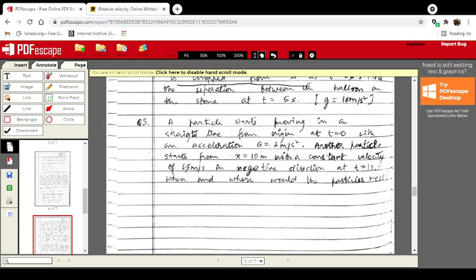Next question: a particle starts moving in a straight line from the origin at t equal to 0 with an acceleration a equal to 2 meter per second square. Another particle starts from x equal to 10 with a constant velocity of 6 meter per second in the negative x direction at 1 second. Then when and where would the particles meet?